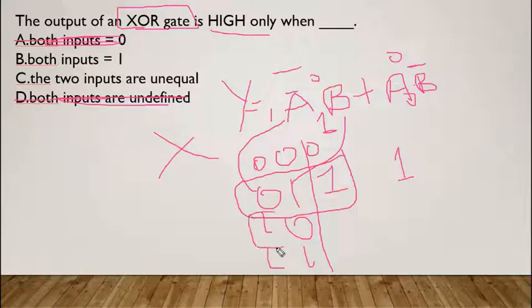Let us also check for this 1 and 0. So if I provide 1 here, it will become 0. But if I provide 1 here, so 1 into 1 will be 1. So this is also 1, correct. So the answer here would be the two inputs are unequal.